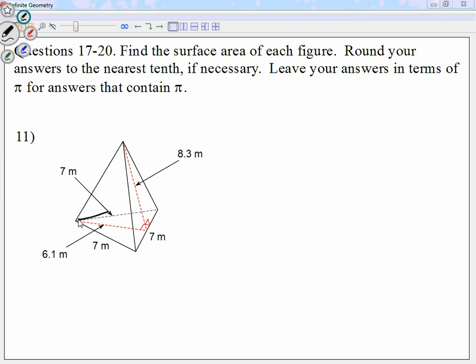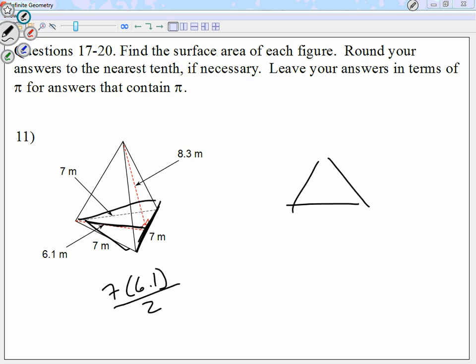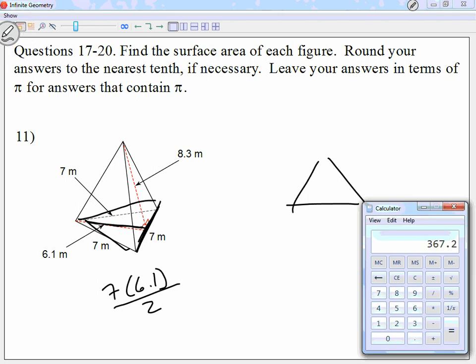Now in this case, the base is a triangle. So I'm going to do my triangle for my base. And I know for a triangle, I'm looking for the two numbers across the 90 degrees, which in this case are 7 and 6.1. So I'm going to multiply 7 times 6.1 and then divide it by 2 because it's a triangle. I'm going to go 7 times 6.1 divided by 2. So the base is 21.35.